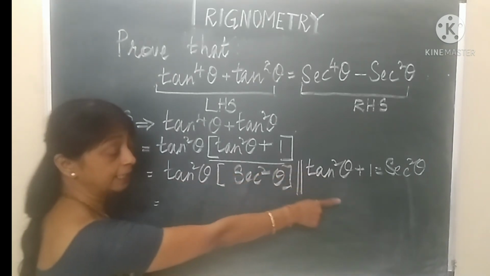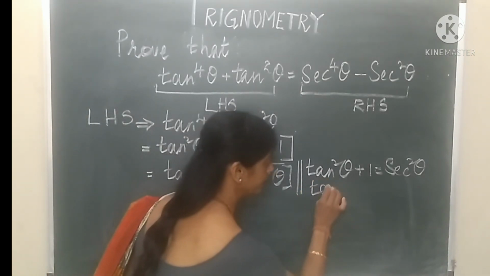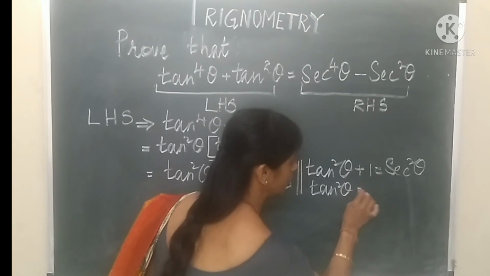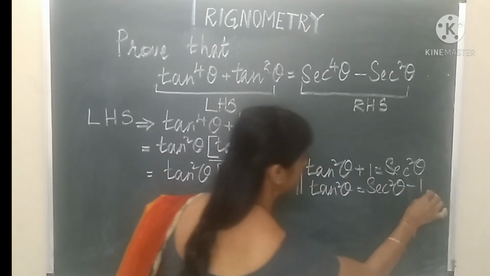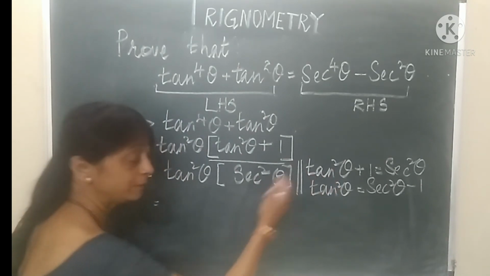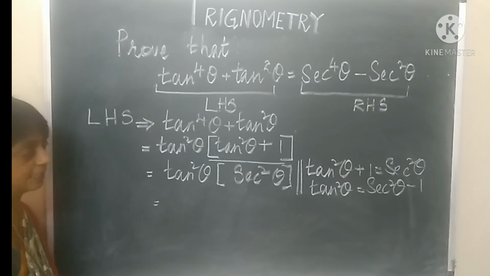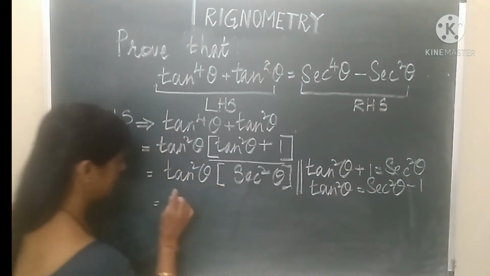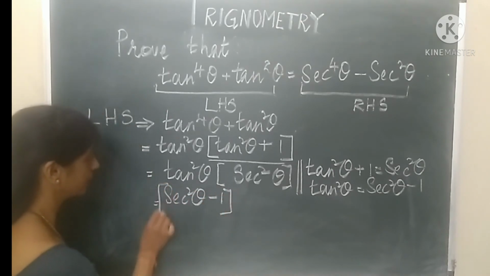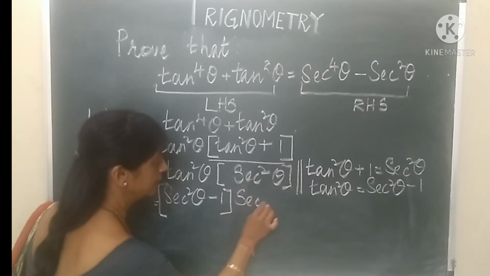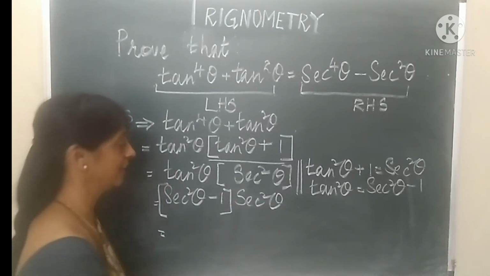Again, looking into the first term on the left hand side, that is tan square theta. What is tan square theta? Let's use the same trigonometric identity. Tan square theta will be equal to sec square theta. Plus 1 goes on the other side, becomes minus 1. So the same trigonometric identity can be reused in the next step as tan square theta is equal to sec square theta minus 1 into sec square theta as it is. Now children, let's open the bracket and see what we get.